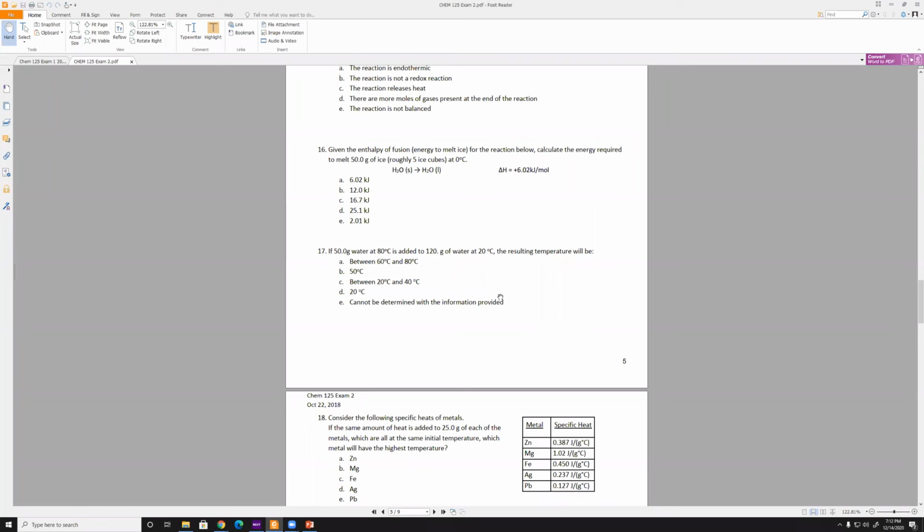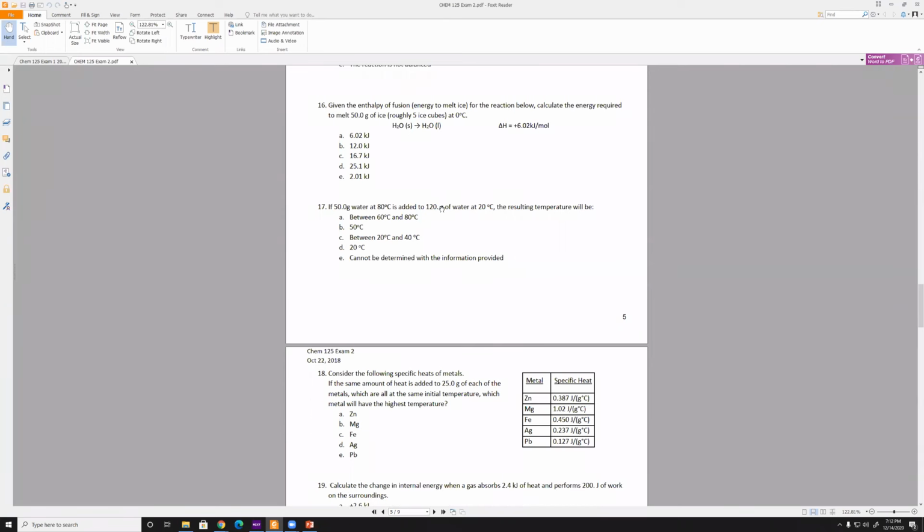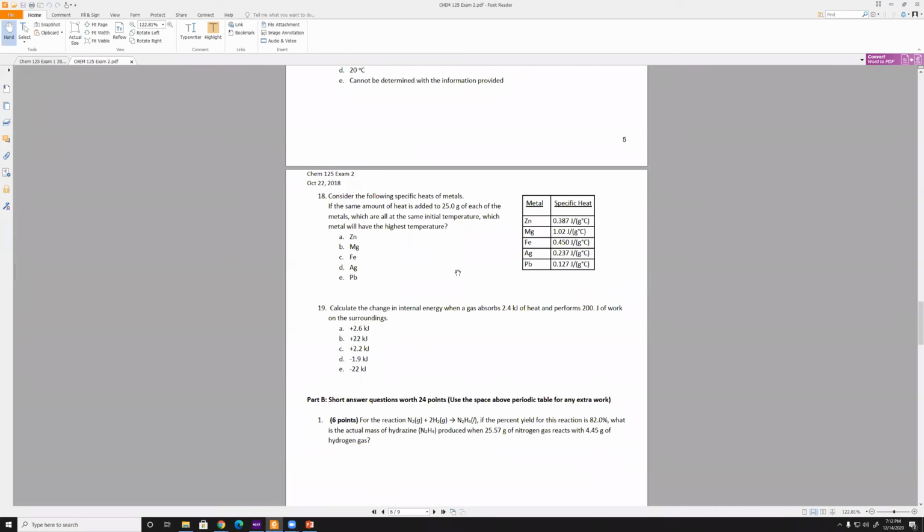So the halfway point between 80 and 20 is what? 40, 50. Wait, there's 60 units between them, so it'd be 50. That means it would definitely be less than 50. If I had to guess, I'd say between 20 and 40. So that would be the answer, because it's not going to be closer to 80. If the specific heats were different, then we would do Q equals mcΔT for each of the substances, which we can do here. Or we could just do one Q equals mcΔT.